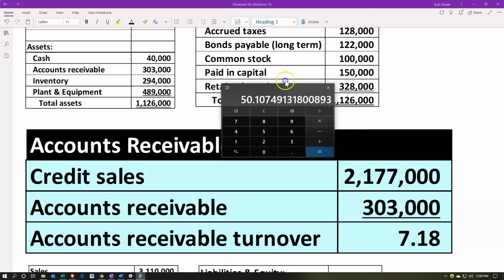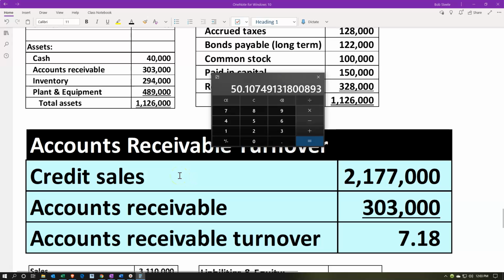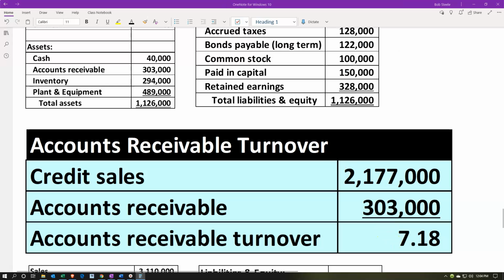And remember, we're comparing an income statement account, which has a time range, to a balance sheet account, which is a point in time. So you might see this as average accounts receivable, most commonly the beginning of the period plus the end of the period divided by 2. So now let's take the 2,177,000 divided by 303. That gives us our 7.18.